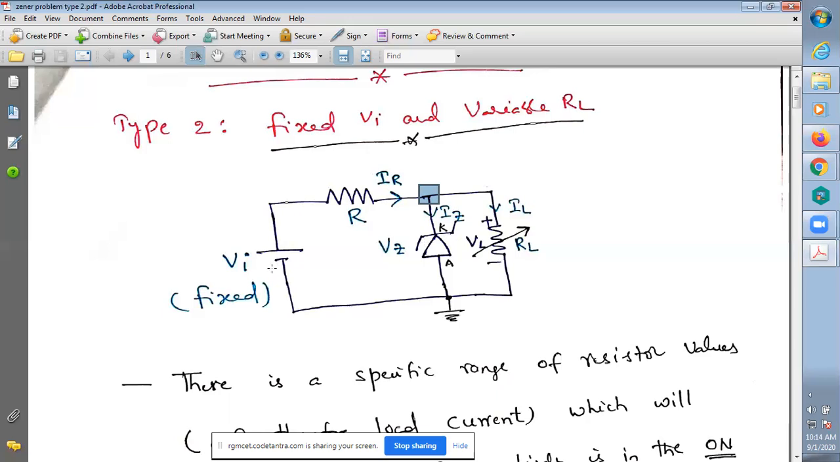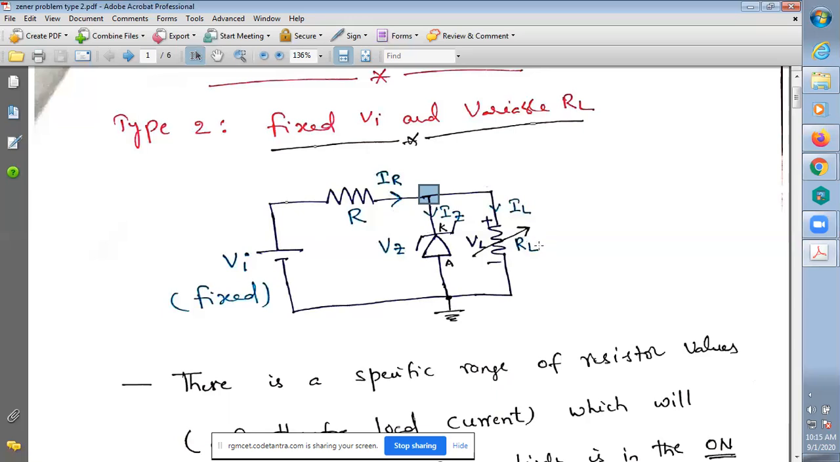What is Vr? Vr is equal to Vi minus Vz. The voltage across the resistor is equal to Vi minus Vz, because the Zener diode is in the on state. So Vr is also fixed, and the current is also fixed. Now observe here, the load is variable.